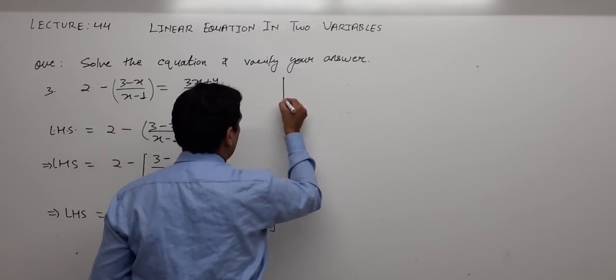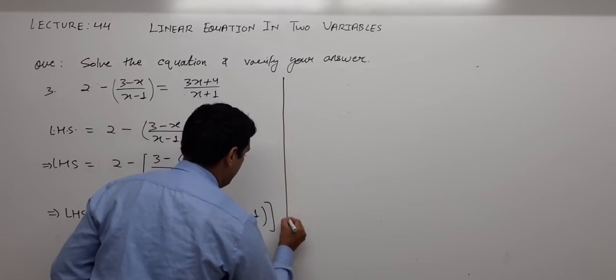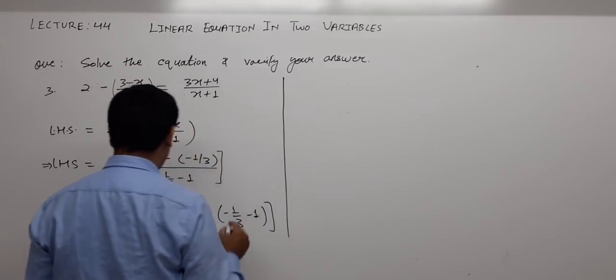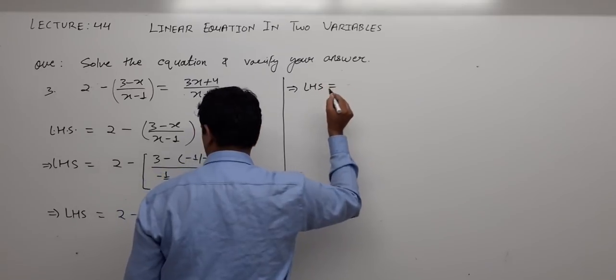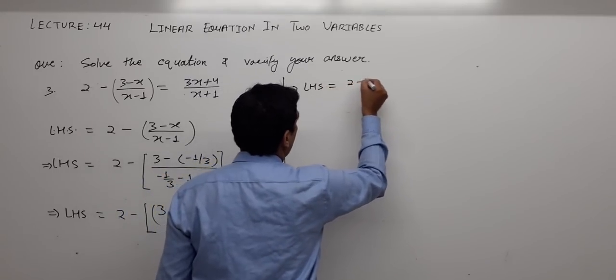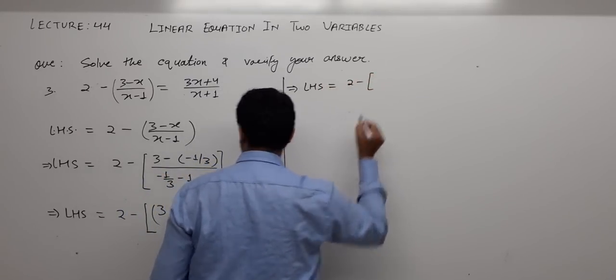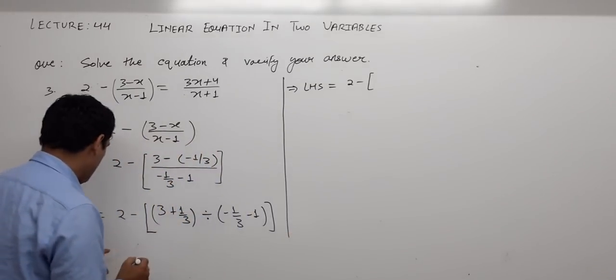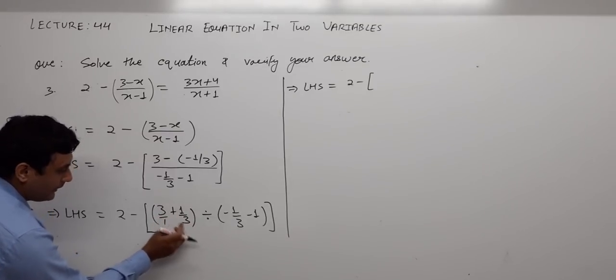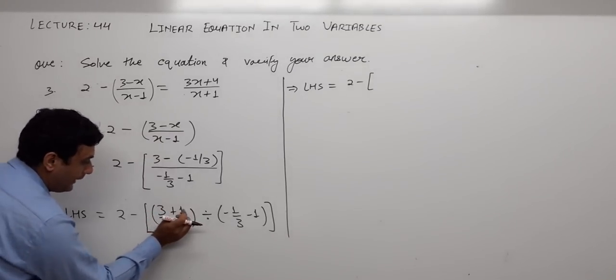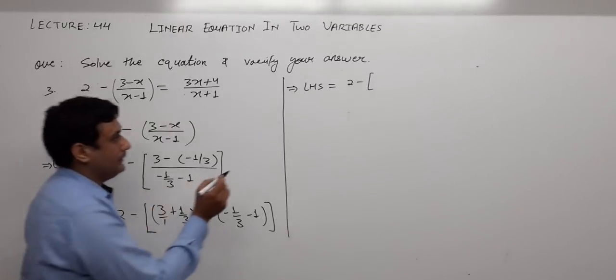Let us see what I will get next. Here the left hand side is equal to 2 minus (3 plus 1 upon 3). That is 3 plus 1 by 3. The LCM will be 3, so I will get 3 into 3, 9. 9 plus 1 by 3, that is 10 by 3.